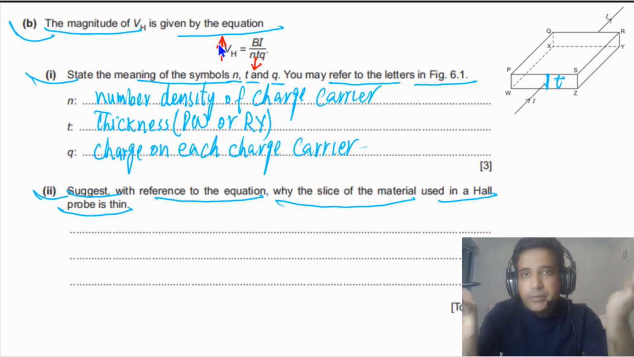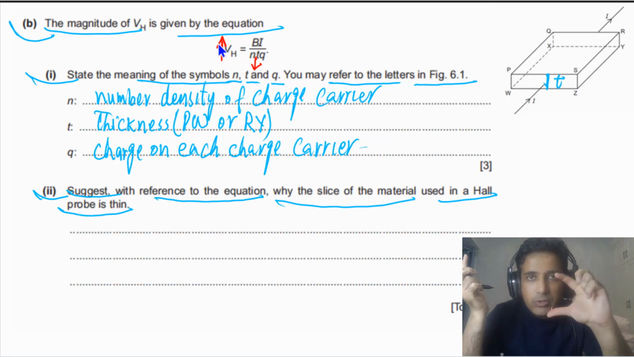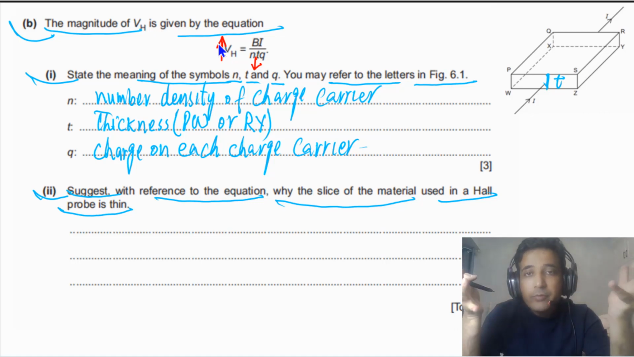So we will say in this case, if T is smaller, meaning the slice is thinner, the Hall voltage produced will be larger. So it will be easy to measure with higher accuracy and lower percentage uncertainty. With higher accuracy, simply you can say. So these points you have to mention. So let me show you the answer.